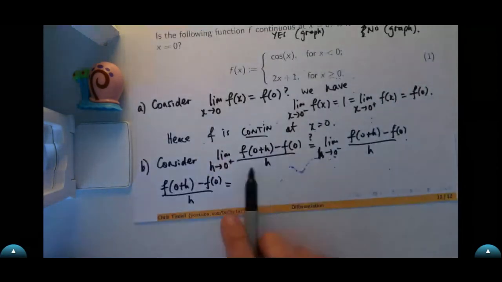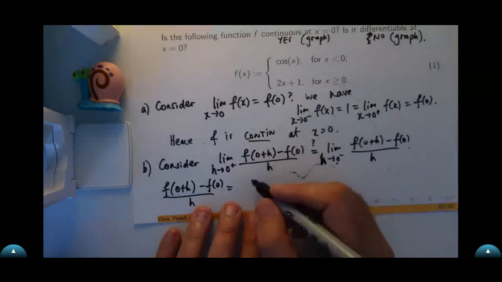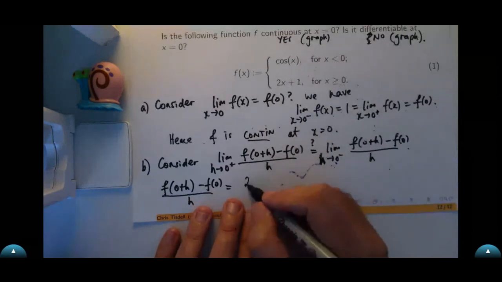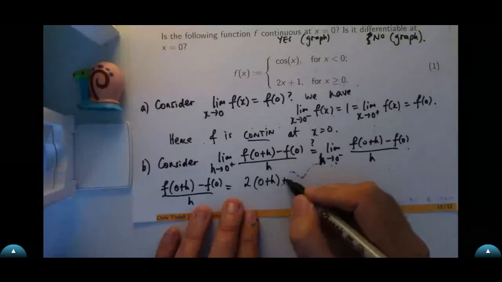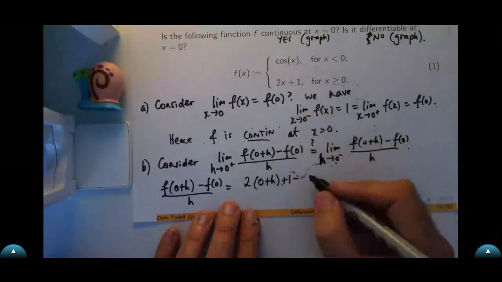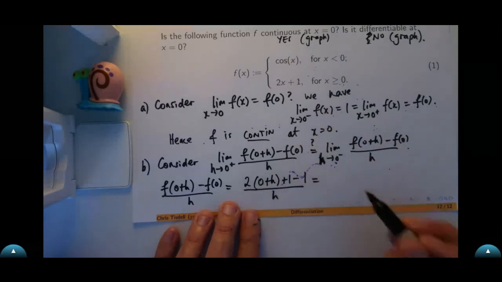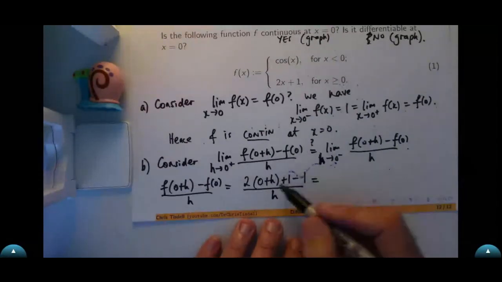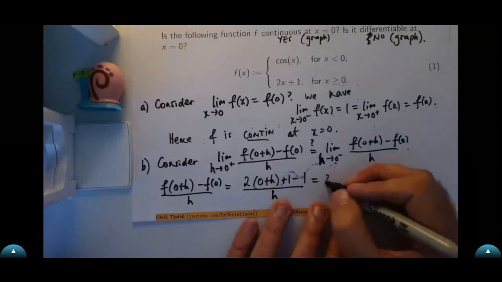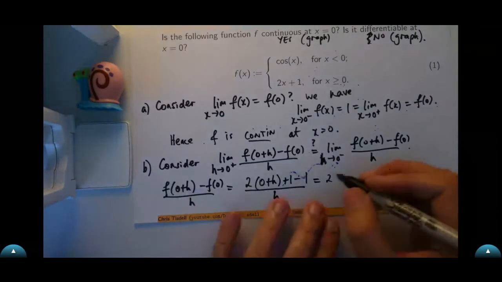So, okay, when x is positive, it's going to be this. So I'm going to get 2 times (0 plus h) plus 1. So f of 0 is just 1 there, all over h. Okay, and the 1's going to cancel out, the h's will cancel out. So the derivative is going to be 2.